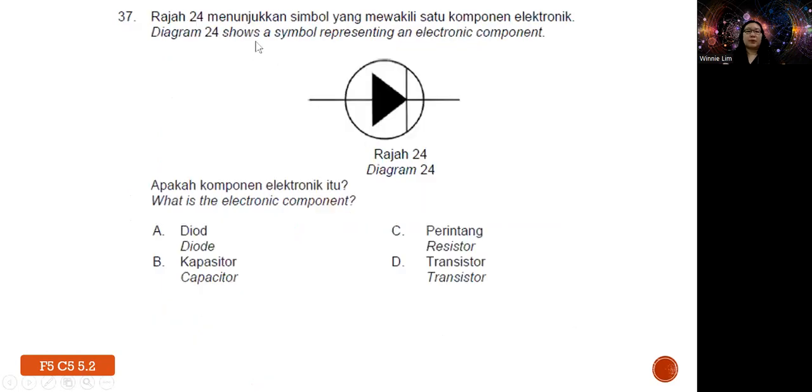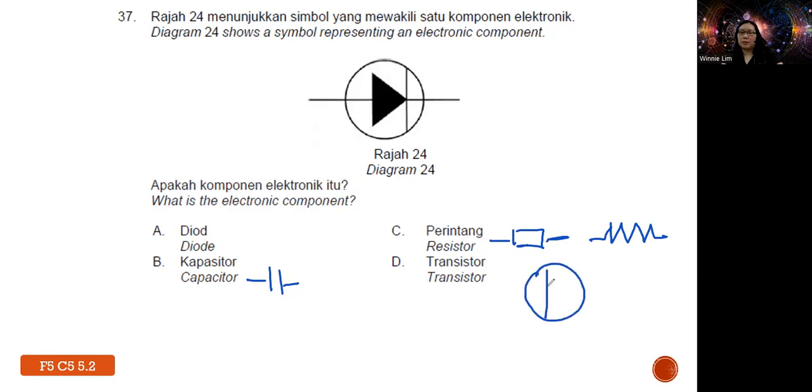Next one. Diagram 24 shows a symbol that represents an electronic component. What is the electronic component? This is a triangle with a line. It is a diode. How does a capacitor look like? Equal sign. A resistor looks like a rectangle shape, or you can have this zigzag one. Same thing. Transistor, you have a circle. Remember, they must have three legs, and one leg should have an arrowhead. Then it's a transistor symbol.